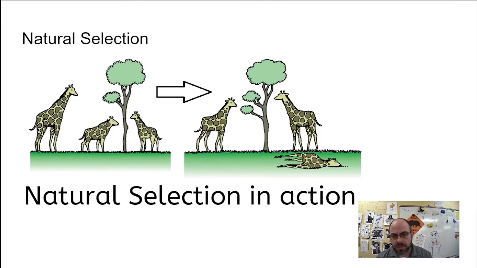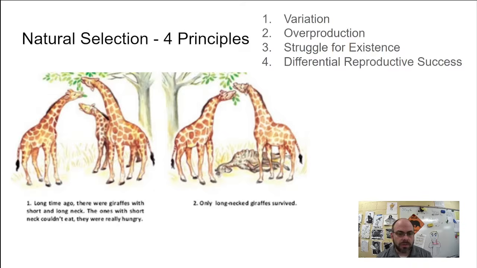When I teach natural selection, I teach it as 4 principles. If you search the 4 principles of natural selection, you're going to see a lot of different stuff, frankly. And it's all saying the same thing. And so it really doesn't matter how you do it, as long as you understand the general idea behind it.